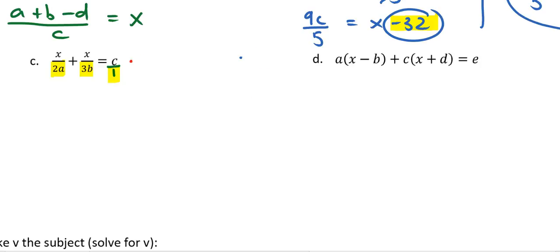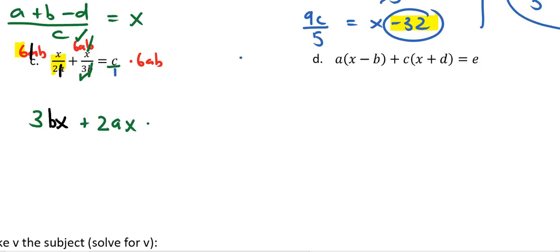Okay, so I can times this by 6ab, times that by 6ab, and times this by 6ab. Let me just delete these for a bit. Ask yourself, what is 6 divided by 2? So 6 divided by 2 is going to be 3. And you'll notice that this a and that a cancel, so I'm left with 3bx. And then if I do 6 divided by that 3, that's going to give me 2. And then the b's will cancel, so I'm left with 2ax equals 6abc when I multiply all that out.